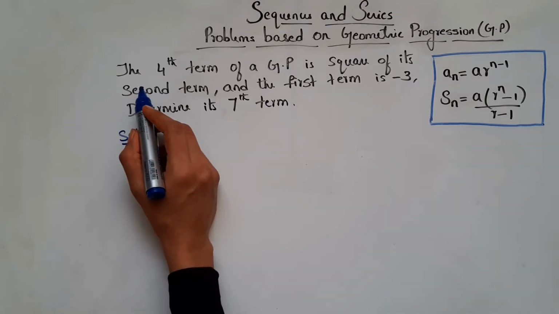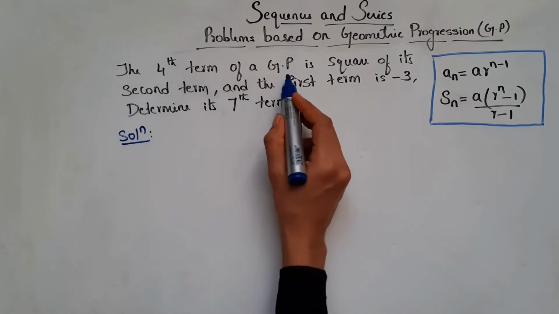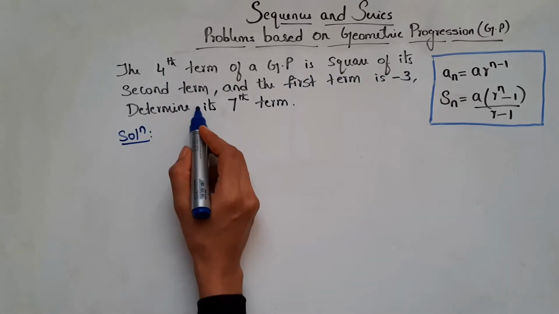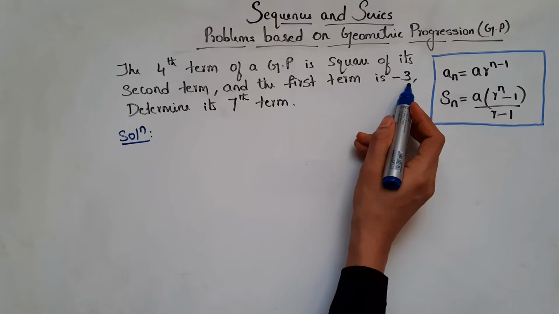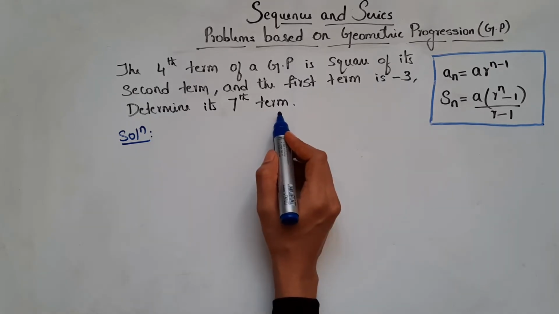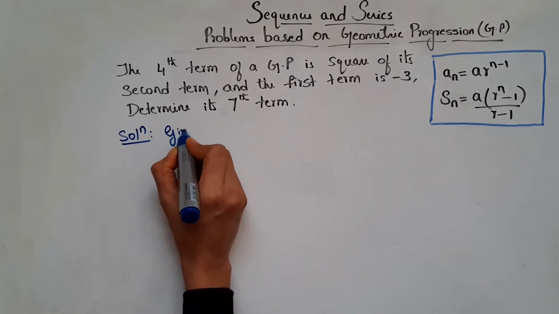So now let's see this problem. Here it says the fourth term of a GP is square of its second term and the first term is minus 3. Determine its seventh term. So first let's write what is given.